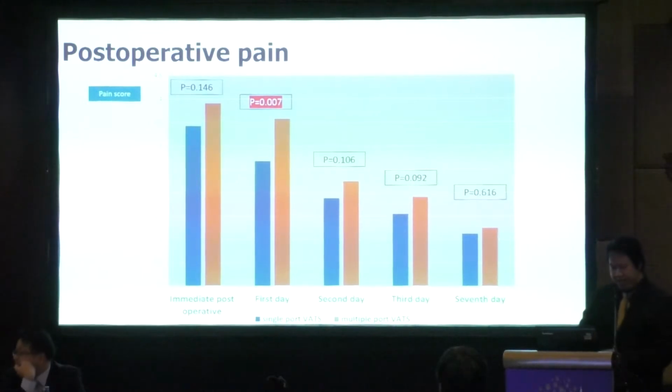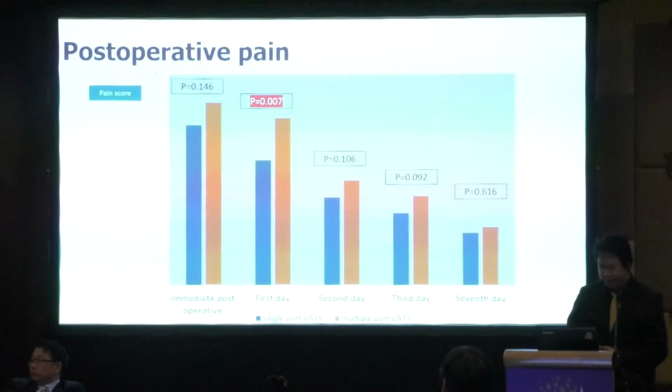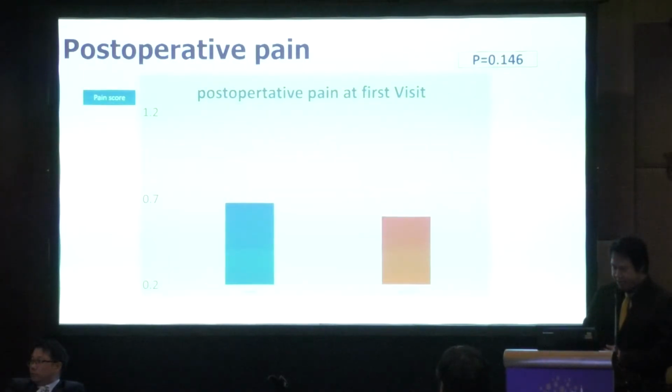The primary outcome is post-operative pain. This graph shows that immediate post-op, second day, third day, and seventh day pain are not significantly different. But on the first post-operative day, the single port group had significantly less post-operative pain than the multiple port group. At the first visit, post-operative pain in both groups was not significantly different.